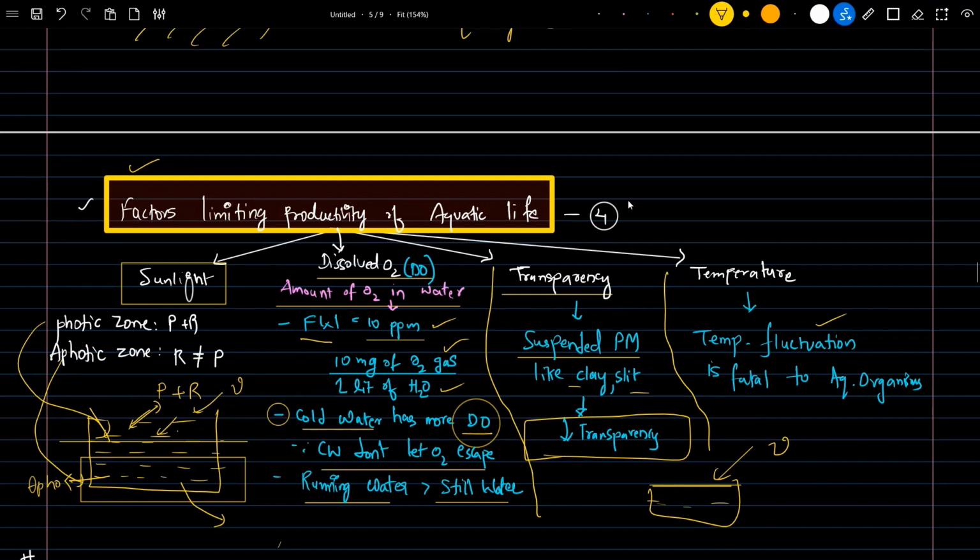So these are majorly the four factors which limit the productivity of aquatic life. All of these are threats: having no sunlight, less dissolved oxygen, no transparency, and more changes in temperature are threats to aquatic life.